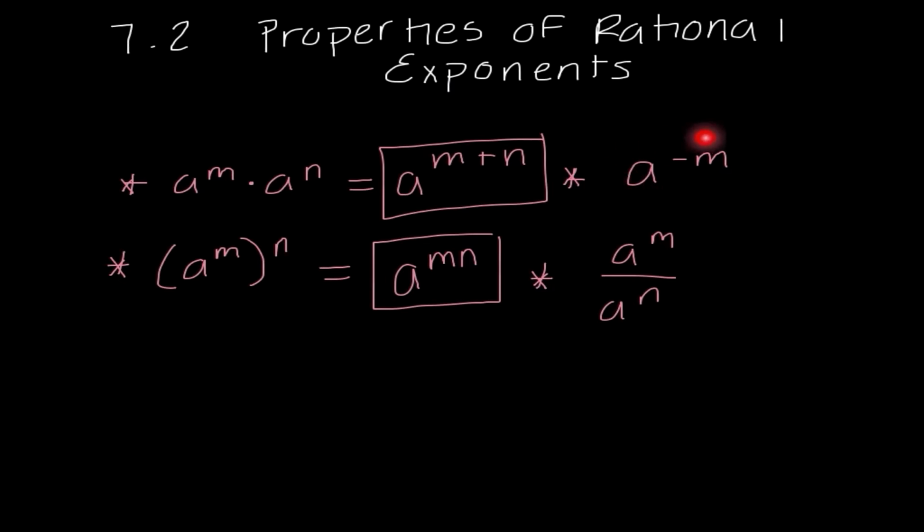The third one I want to talk about is when I'm taking anything to a negative exponent. We know we cannot have a negative exponent, so I'm going to make it positive by bringing it to the other side of my fraction. In this case, this was in the numerator, so I brought it down to the denominator. If it had been down in the denominator, I would bring it up into the numerator.